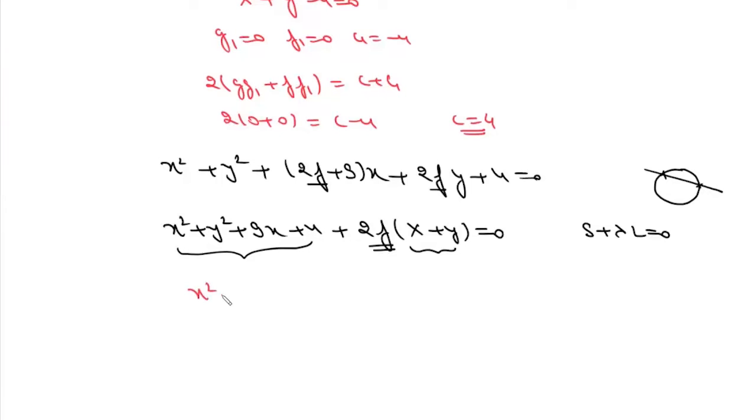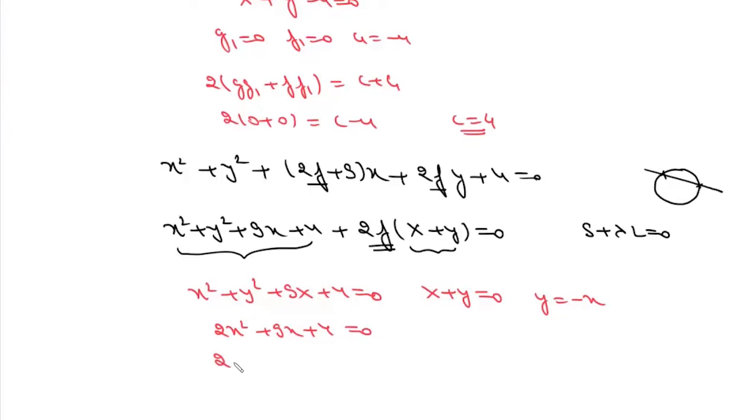The equation of the circle is x square plus y square plus 9x plus 4 equals 0, and the equation of the line is x plus y equals 0. What we'll do is we'll put y as minus x, then we'll get this as 2x square plus 9x plus 4 equals 0, or 2x square plus 8x plus x plus 4 equals 0. So from here we can write 2x plus 1 into x plus 4 equals 0. So the value of x is either minus 1 by 2 or the value of x is minus 4.